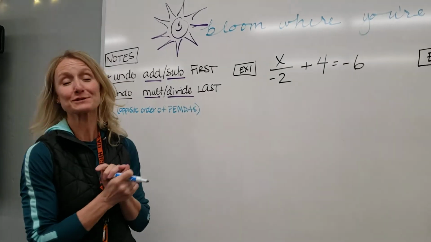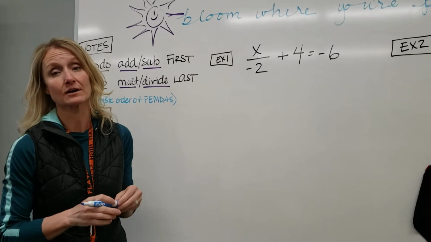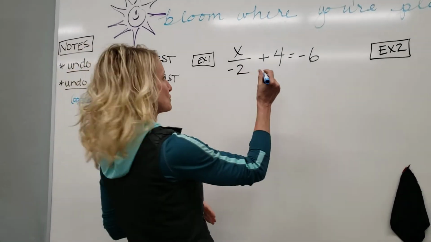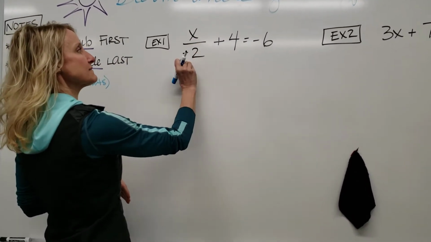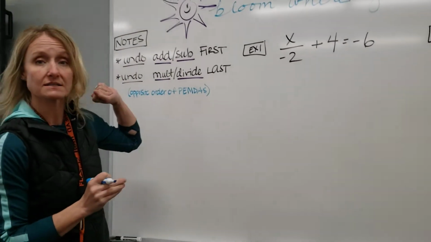Hi guys, we're still in two-step equations, but we will be working with some numbers that are negative and positive. So I'm going to just do a couple examples of those. Again, we have two things happening to our x. It's being divided by -2 and added by 4. We always get rid of our adding and subtracting first.